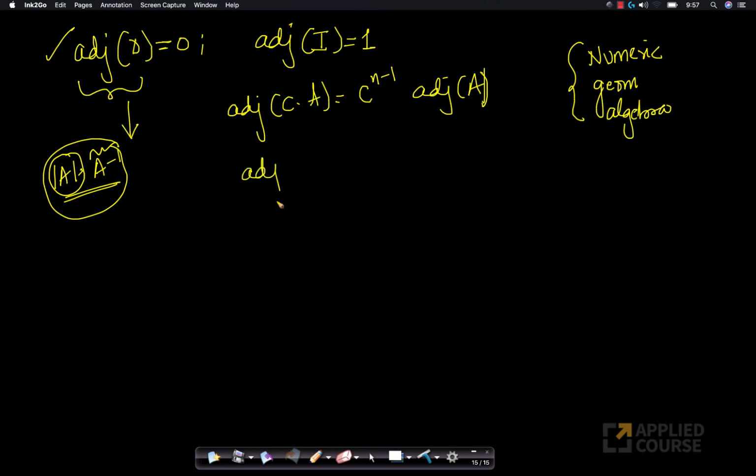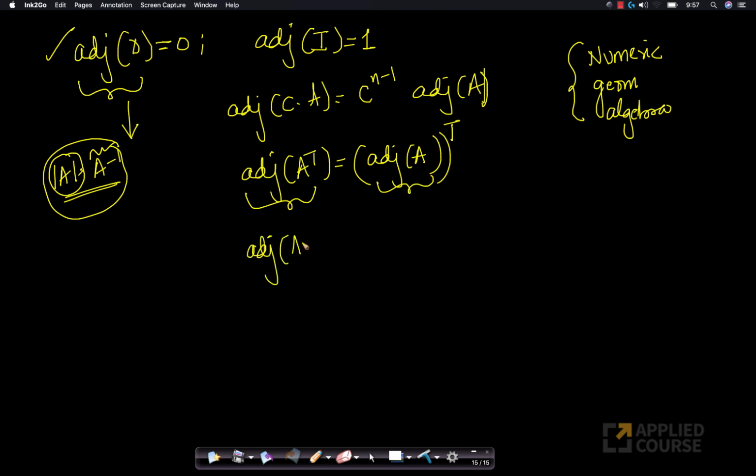Similarly, adjoint of A transpose is adjoint of A and the transpose of this whole thing, because this is a matrix followed by a transpose. Similarly, adjoint of A inverse is equal to adjoint of A, the inverse of this whole thing. And this we can argue very simply. Let me show you a simple example.